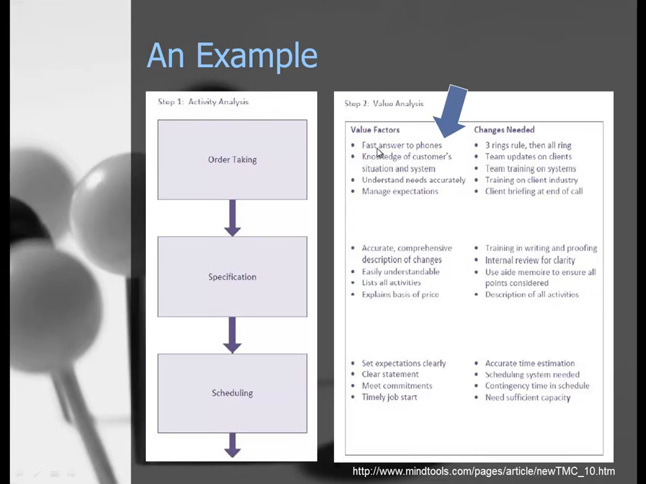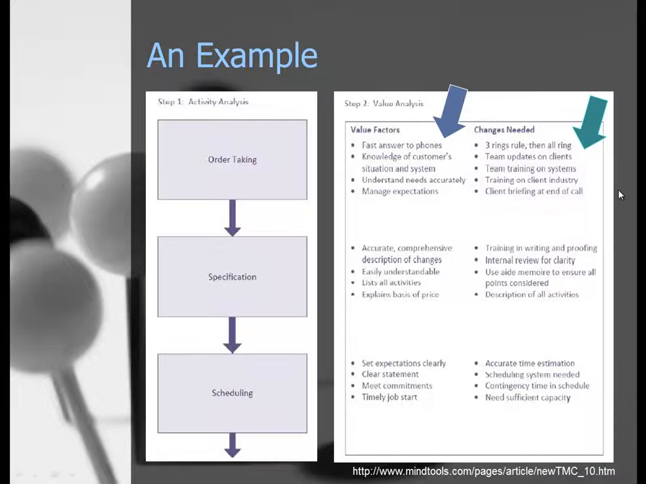the team determined what adds value to the customer. So fast answering of phones, knowledge of the systems, understanding accurate needs, and managing expectations for what can be delivered. And then for each category, the team summarized the highest priority descriptors of what creates value for that category.